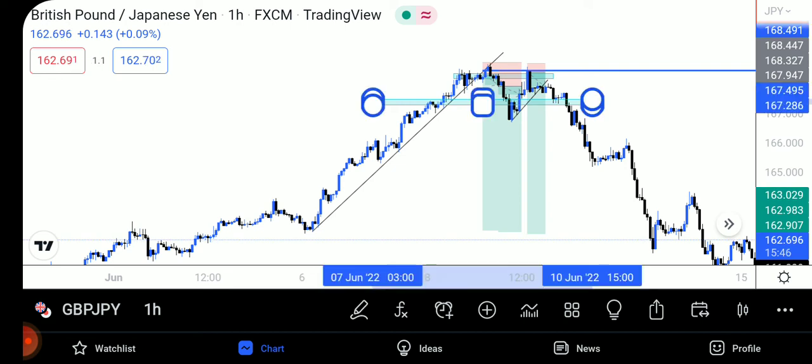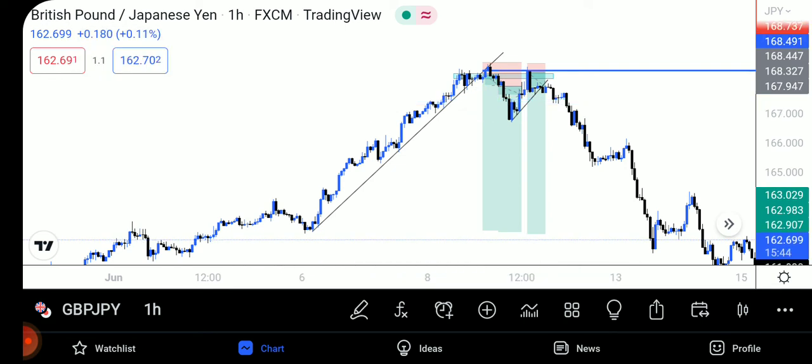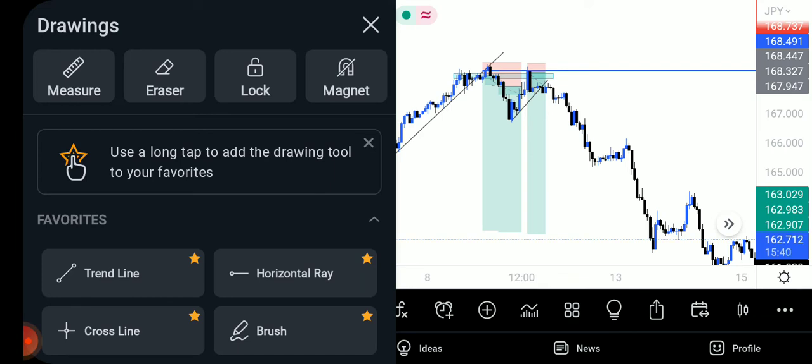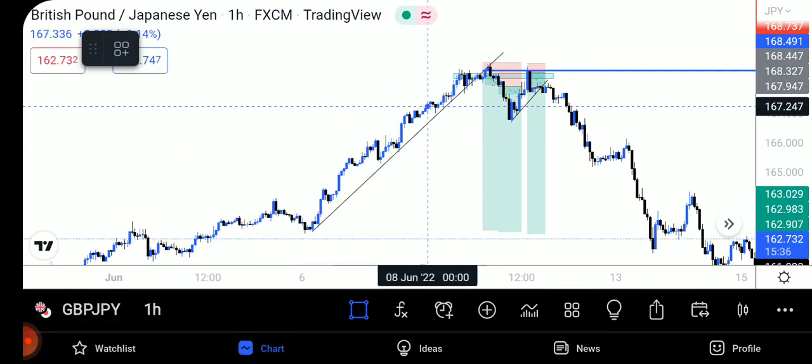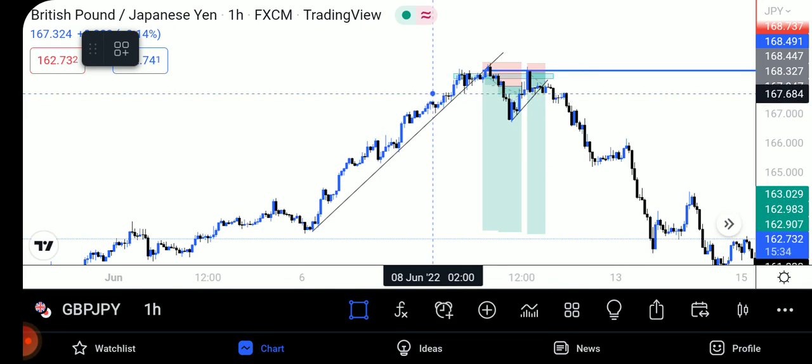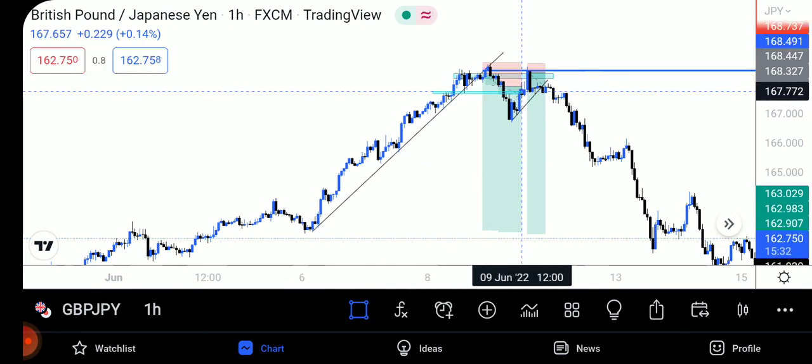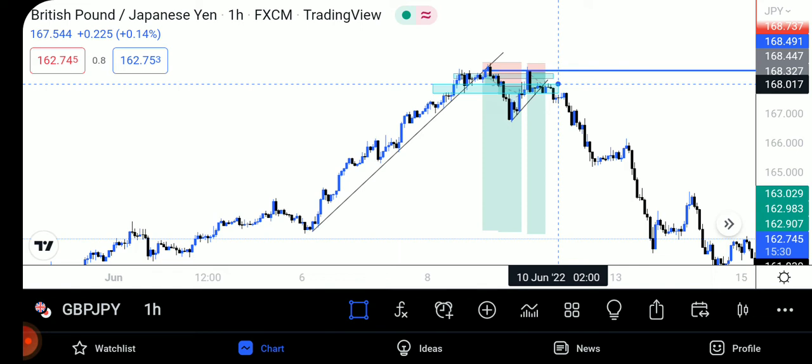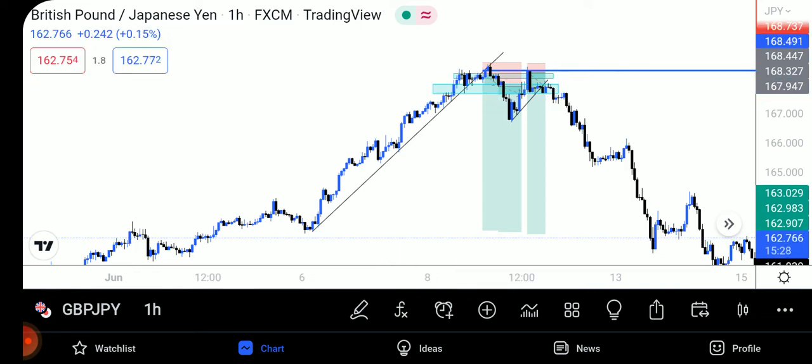Let me just delete this zone quickly since we already have that one in mind. And then what do we see? We see another zone here. You see it? There's another zone there. You take that into consideration.